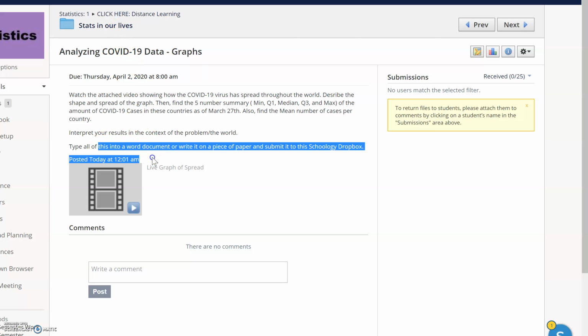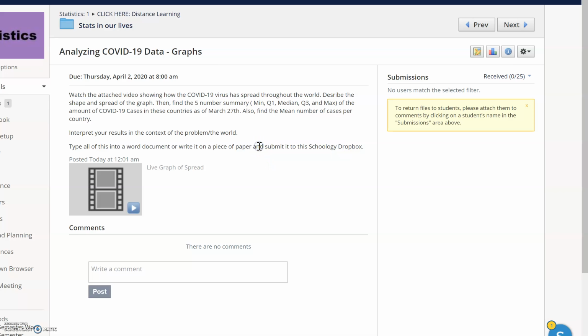You're going to type all of this into a Word document, or if you're not into typing out math, because I know it can be somewhat time consuming, if you'd rather not type it out, you're welcome to write it neatly on a piece of paper and just take a picture of that paper. You're going to submit it to the Schoology Dropbox. So this is what my screen looks like. When you guys submit it, it shows up on my screen like it needs to be graded. So that is your first assignment for this week.